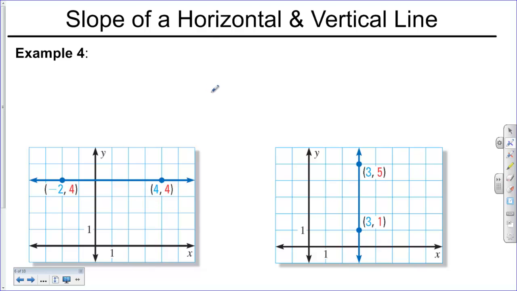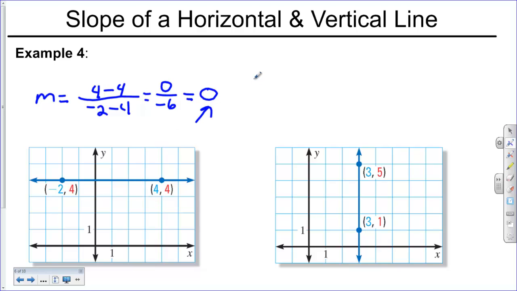Example 4, slope of a horizontal and vertical line. Okay, so we got a horizontal line right here, so we're going to calculate its slope first. And again, it's still just going to be change in y over change in x. So the y values are 4 minus 4 and 2 minus 4. So 4 minus 4 is 0 over negative 6. Well, 0 over negative 6 is 0. So a horizontal line has a 0 slope.